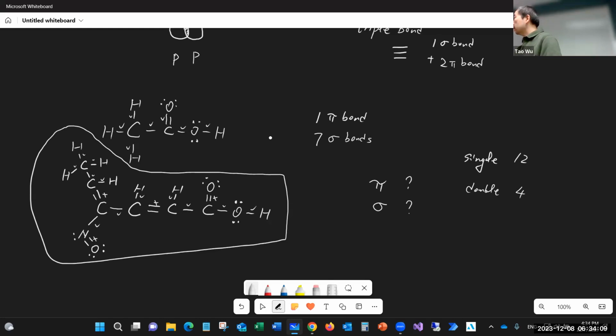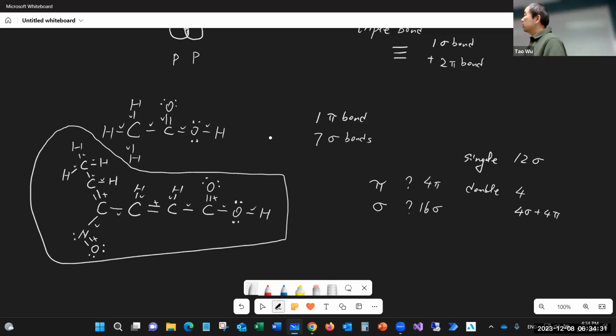Now you can do the calculation based on this. The 12 single bonds are all 12 sigma bonds. And the 4 double bonds mean 4 sigma plus 4 pi. So now you have 16 sigma and 4 pi. Are you clear about how to do this calculation?